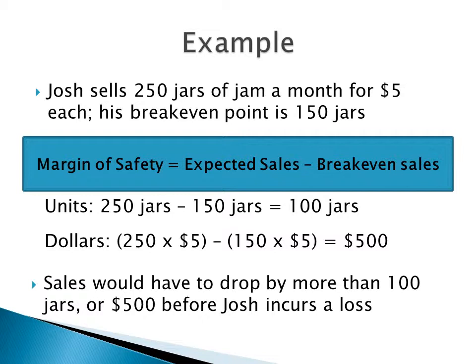In dollars, it would be 250 times $5 minus 150 times $5, and that would be $500. So sales would have to drop by more than 100 jars, or $500, before Josh incurs a loss.